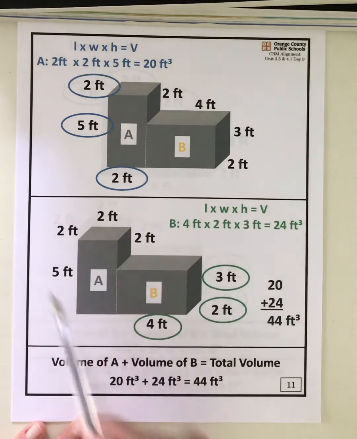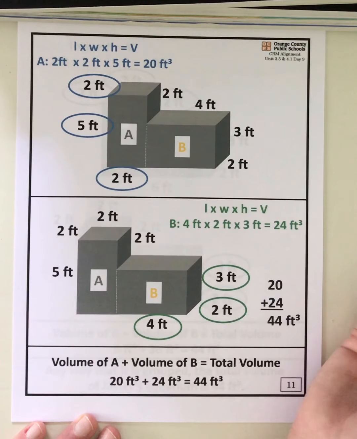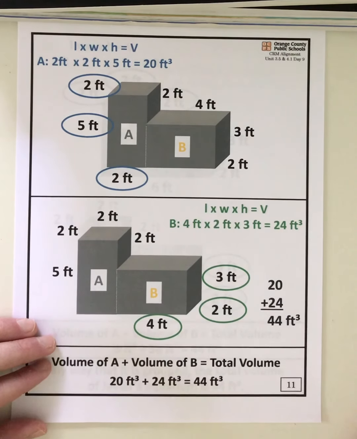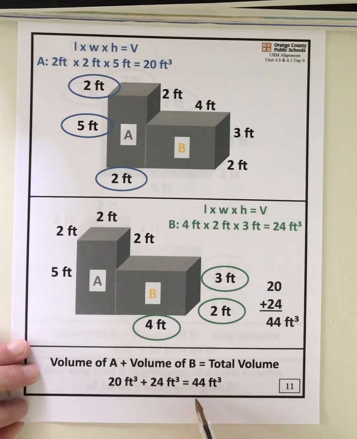Now to figure out the total of both of these boxes, we need to take A, 20 cubic feet, and add it to B, 24 cubic feet, to get a total. So 20 plus 24 is 44 cubic feet. So the volume of his entire aquarium is 44 cubic feet.